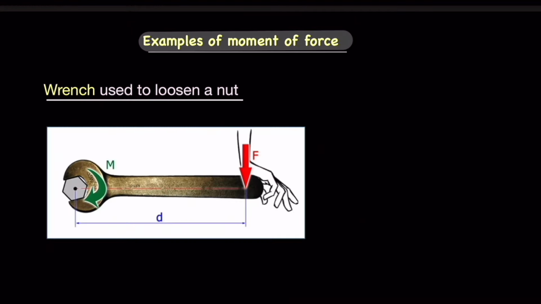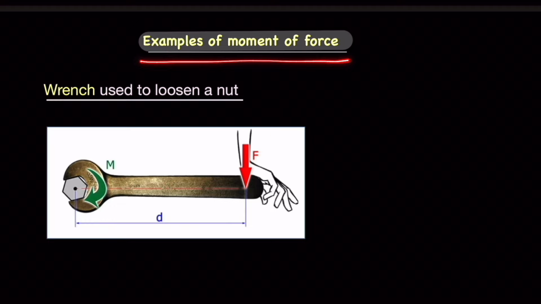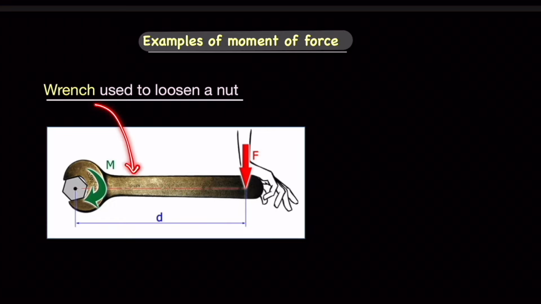Now we will see some examples of moment of force. First is a wrench used to loosen a nut. As you see in this figure, here is the nut and we are using the wrench here. This is the wrench. And you see the person applies the force at the maximum distance from the nut. Because when the distance is maximum, then the force required will be minimum, because the R value will increase. So that's why if we have to loosen a nut, we always apply the force at the corner.